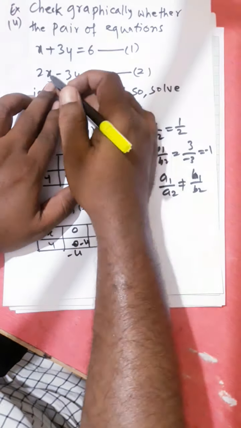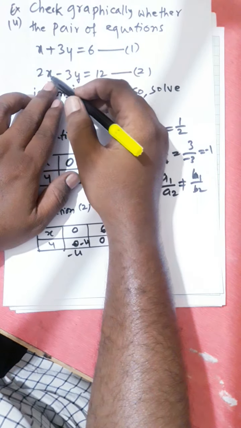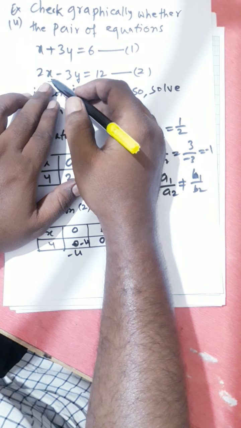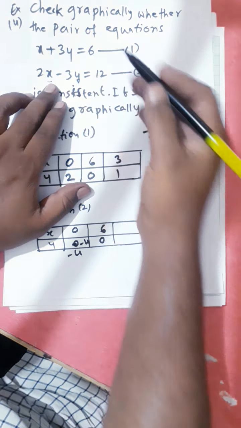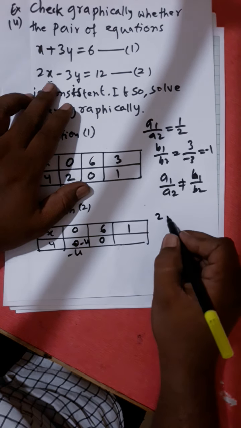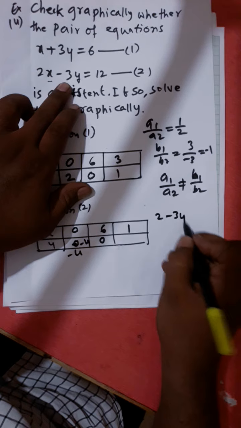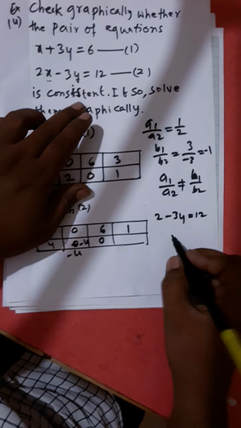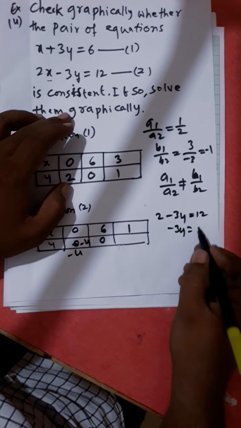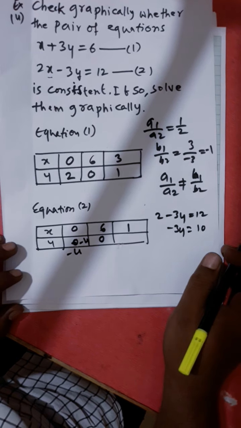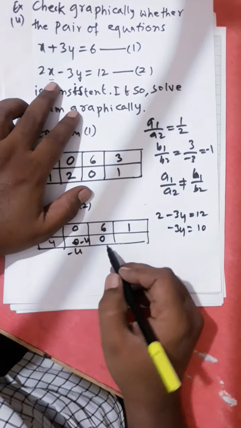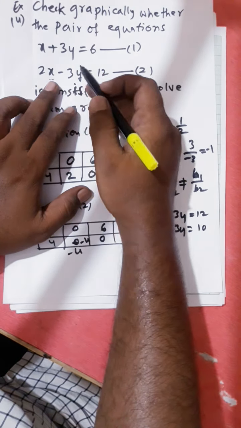Then if I put x is equal to 1, then this is 2 into 1, 2. 2 minus 3y, x is equal to 1. 2 into 1, 2 minus 3y is equal to 12. Here, minus 3y is equal to, again I will get 10, which is again a fraction. Don't take this value. If only these two values are not enough, then I want to try for one more value.